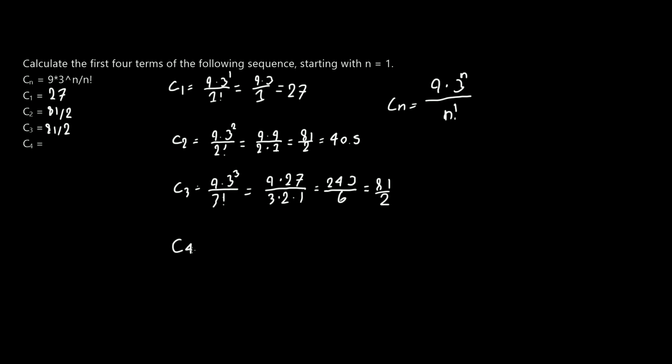And then finally we're going to have c sub 4, which is going to be 9 times 3 to the power 4 divided by 4 factorial. This will equal 729 divided by 4 times 3 times 2 times 1. So on top we're going to have 729, and it's going to be divided by 4 times 3 is 12 times 2 is 24. Once you simplify this, it'll come out to 243 over 8. So that's the answer for the last one.